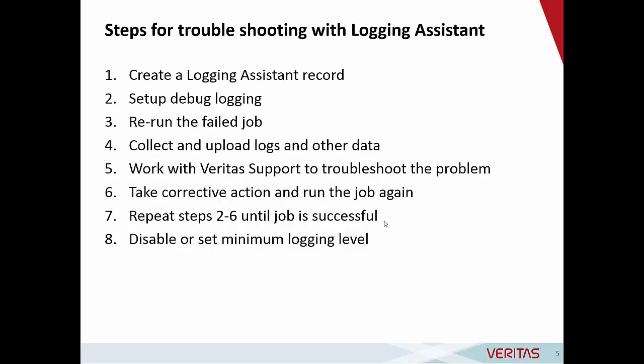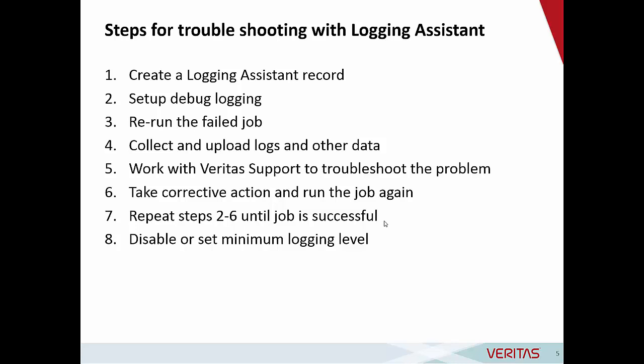This slide shows a high-level overview of steps performed with Logging Assistant. We're going to go through each one of these and take a look at it in more detail. It begins with creating a Logging Assistant record, and then once we have a record created, we can go through and set up debug logging and choose which logs to activate. Then we rerun the job or jobs that are failing so that we capture information in the logs, and then we collect those logs and upload the log, plus possibly other types of evidence, to support.